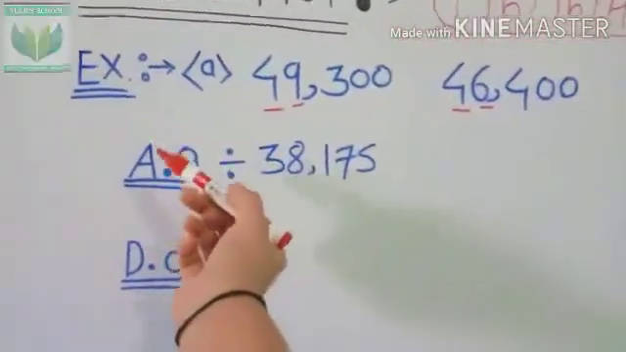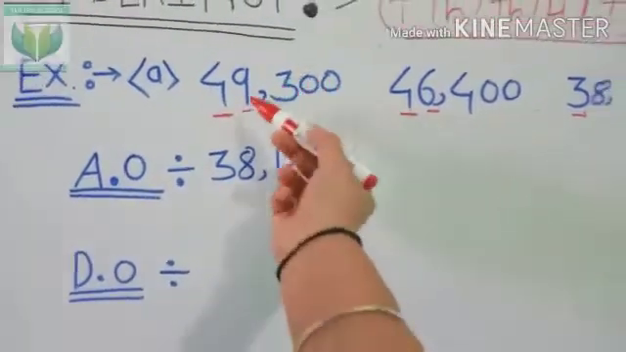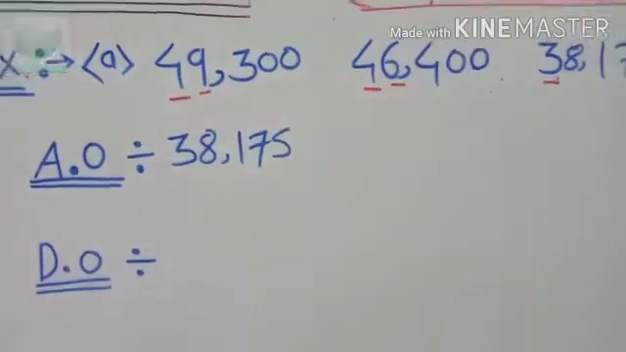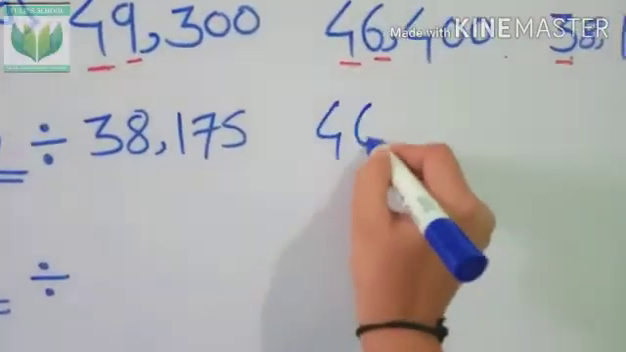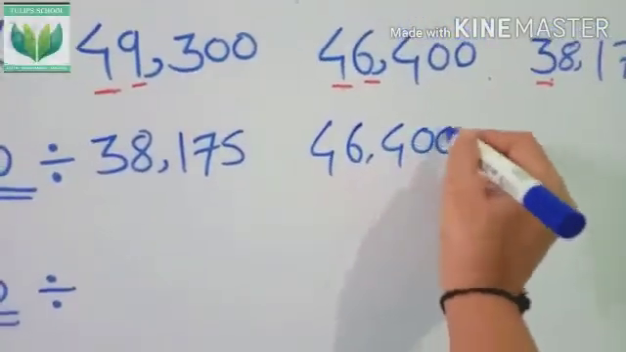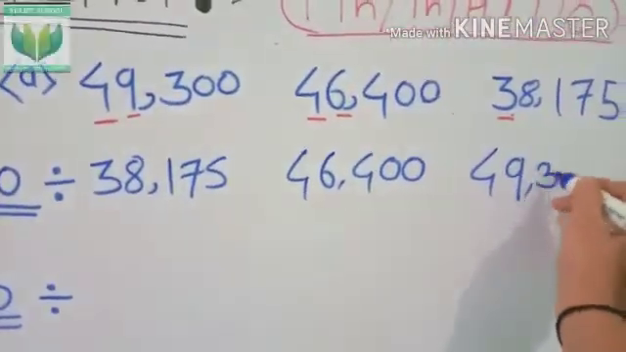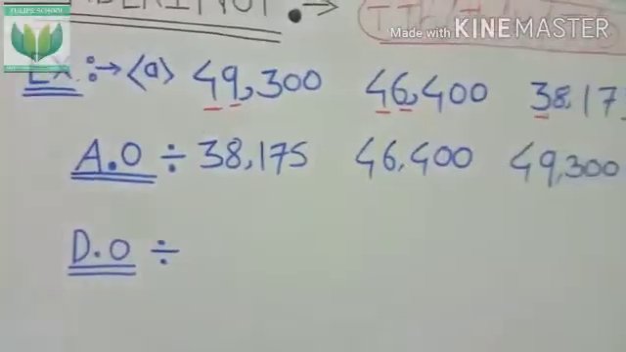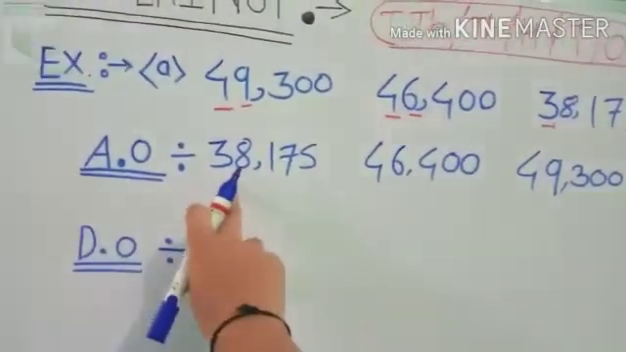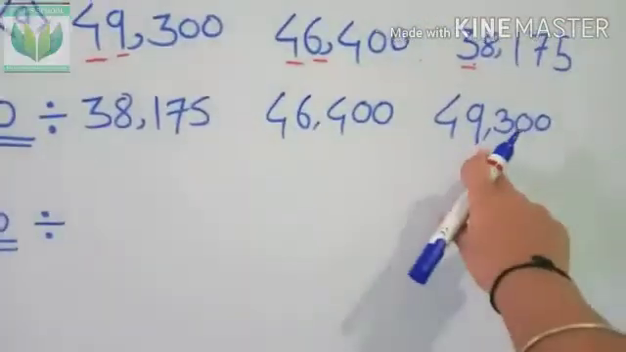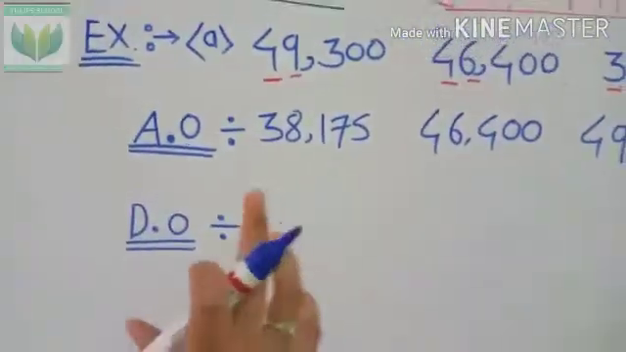Okay, ascending means small number to big number. Now here 9, here 6, means 6 is small. Now the second number here, 46,400. Last one remaining, 49,300. This is ascending order: smallest number to the biggest number, increasing order. Now descending order.